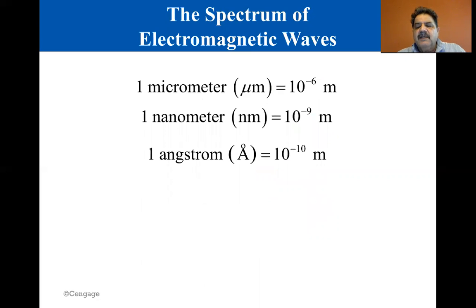The abbreviations given here are often used to designate short wavelengths and distance. 1 micrometer is equal to 10 to the minus 6 meters. Hundreds of nanometers are specified for light waves. 1 nanometer is equal to 10 to the minus 9th meters. And 1 angstrom is equal to 10 to the minus 10th meters. Angstroms are used a lot in astronomy.